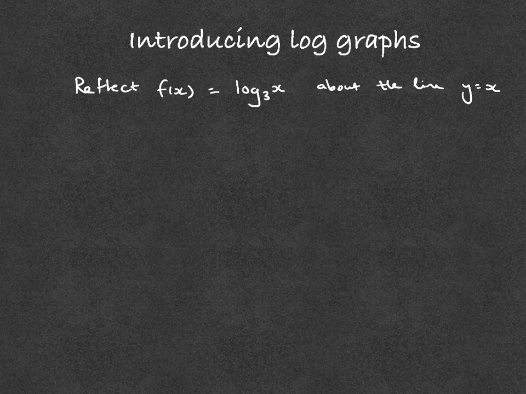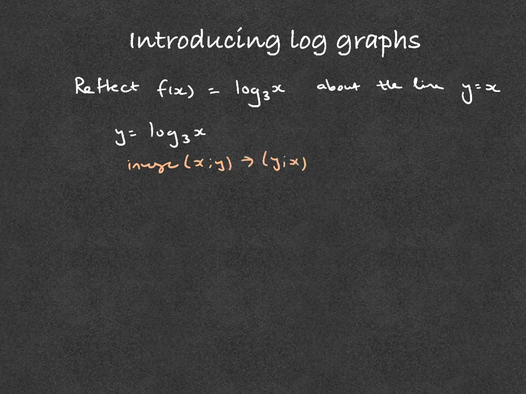Okay, the last example, reflect a log graph. Just remember that the log graph is an exponential function that's already been reflected. So I sometimes think the easiest way to treat these equations is, you know, that y is equal to log base 3 of x. Okay, so that is your original function. If we're going to find the inverse of this, the inverse is where, of course, x, y is going to go to y, x. So that would mean x is equal to log base 3 of y.